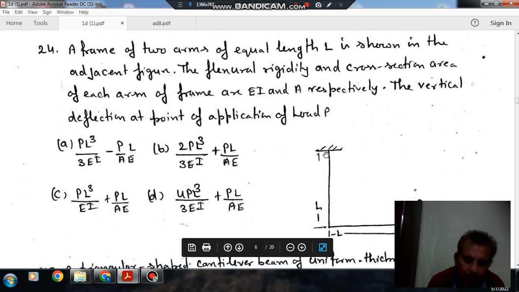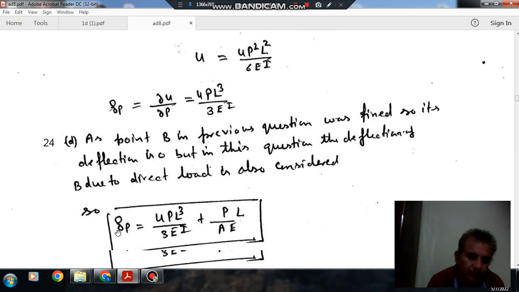So we will add to this expression we have derived the deflection of this part, because this P will transfer to this part also. That will cause a deflection of PL by A. So total deflection will be 4PL cube by 3EI plus PL by A. So the answer is option D.